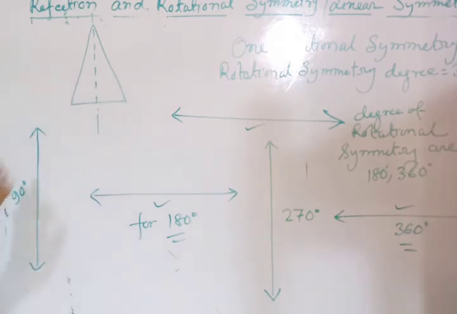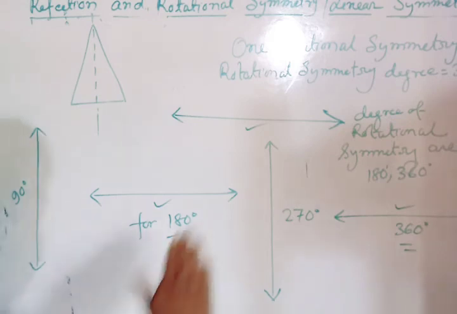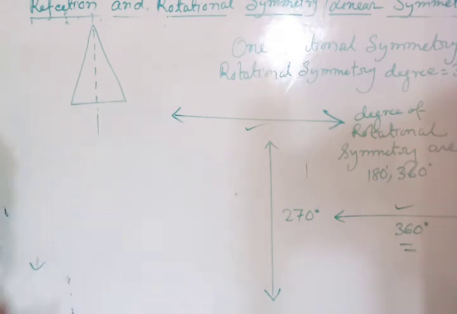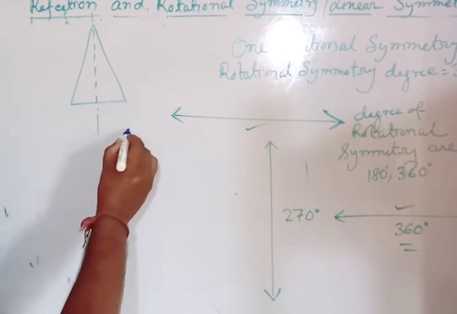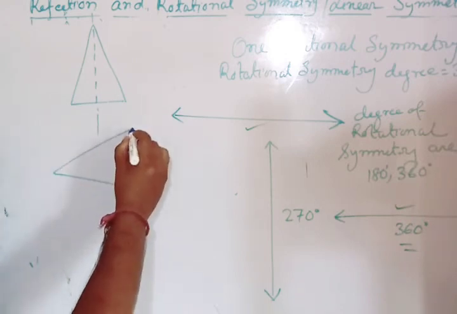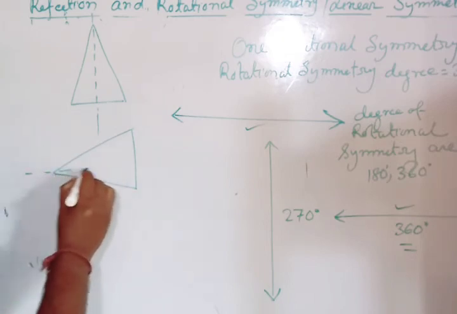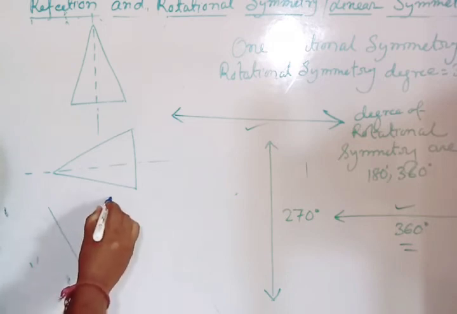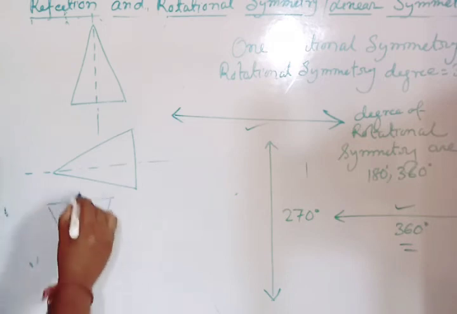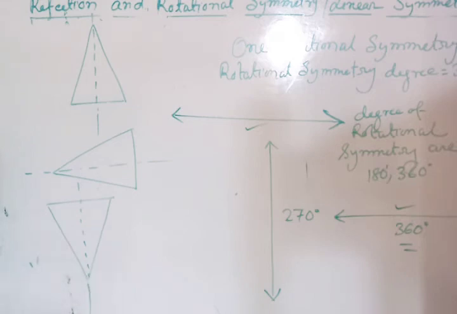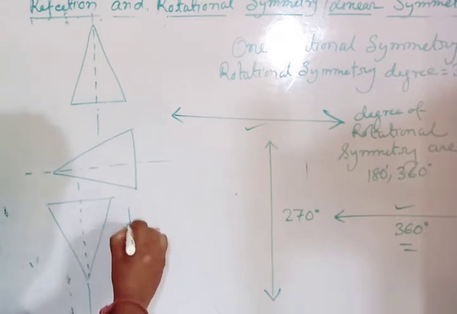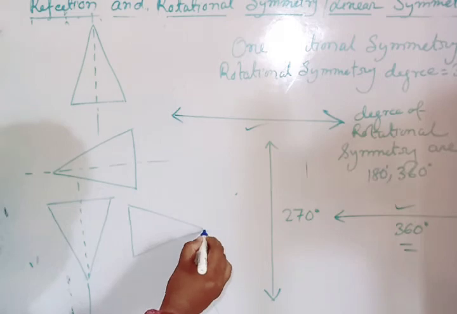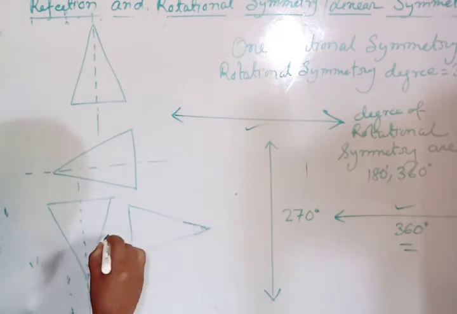Now we are moving the axis along it. For the first rotation we are getting this figure. For the second rotation we are getting this figure. For the third rotation we are getting this figure.